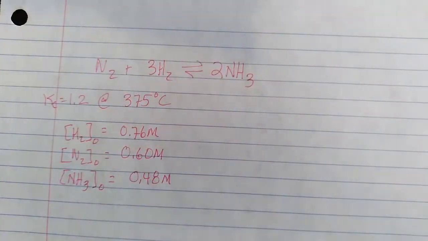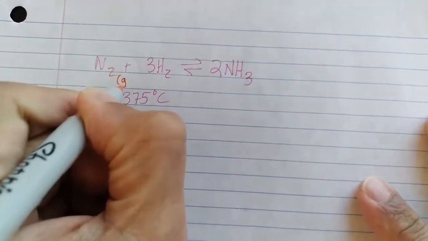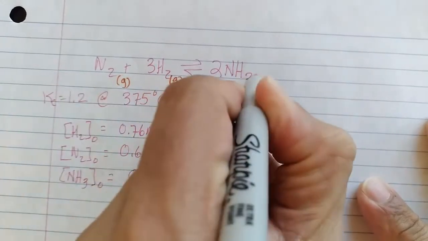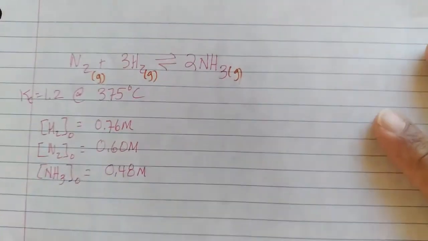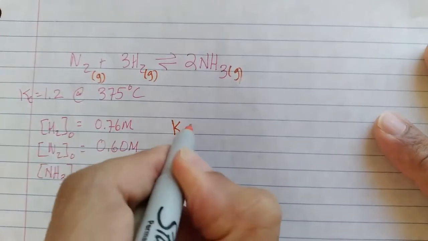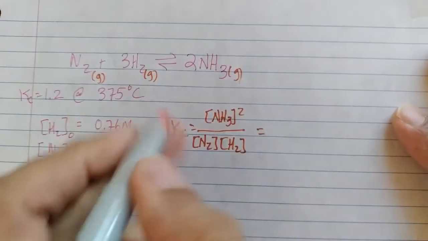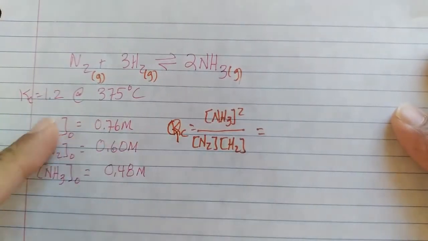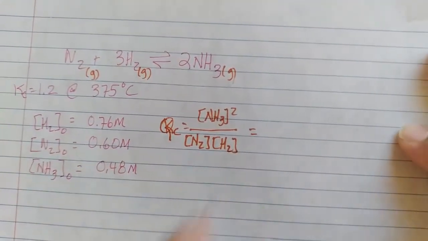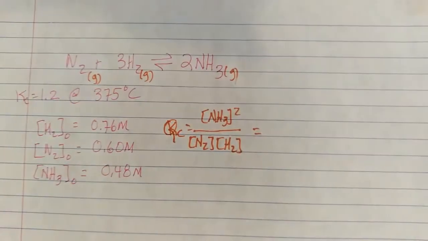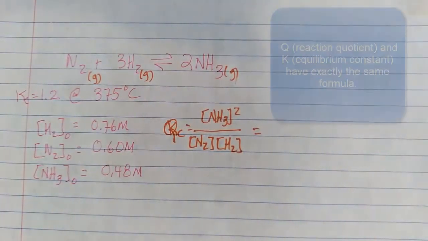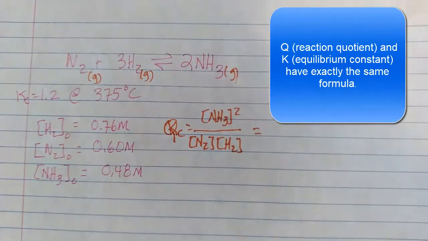All right, so these are the conditions that are given to us in this problem. C stands for concentration. We can also use pressure, but they give us a KC. And remember, this is always quoted at a specific temperature. So let's plug these values into our equilibrium constant expression. Remember, it's products over reactants, each raised to its stoichiometric coefficient. Actually, this is going to be QC because we do not know if these are the actual equilibrium concentrations or not. And remember, QC and KC have the exact same formula. It's just a comparative tool.